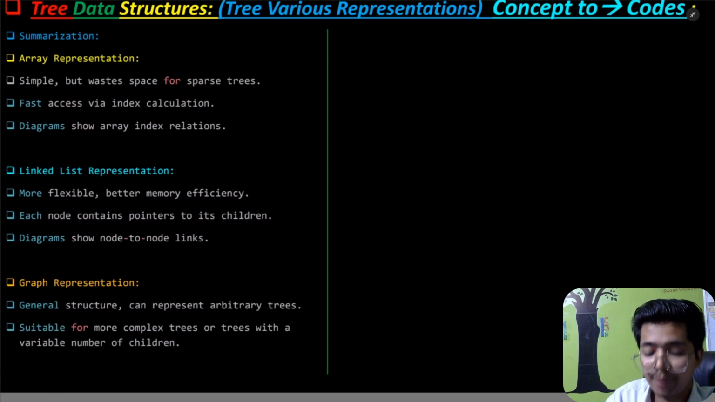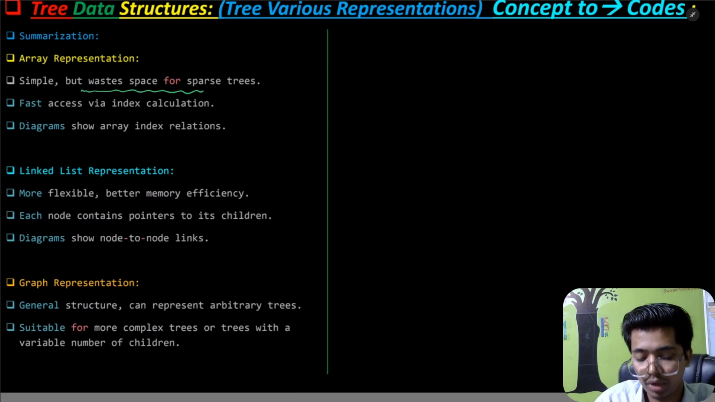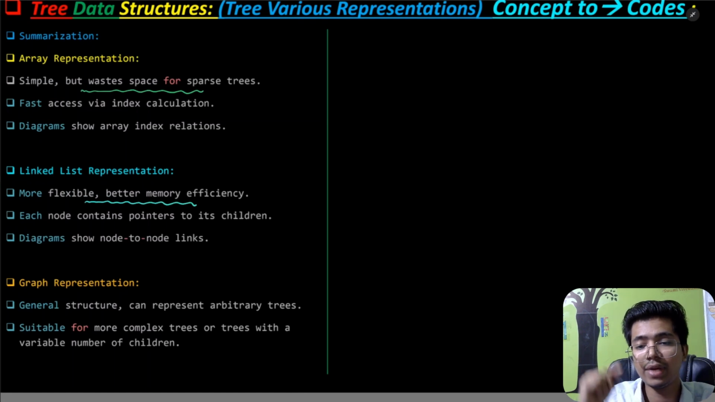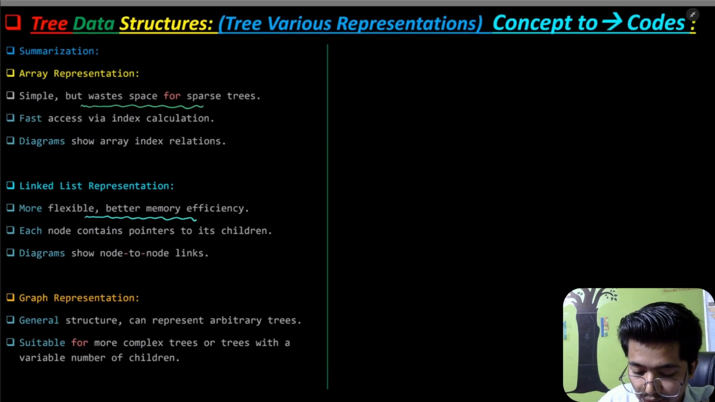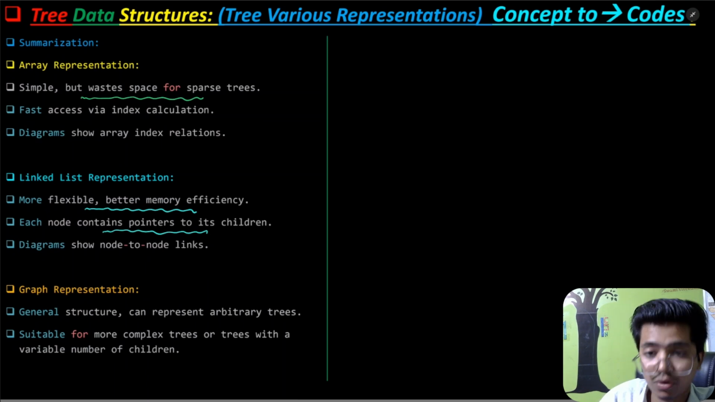The problem with array representation is that it wastes space for sparse trees, though it gives very fast access via index calculation. Second, the profit of a linked list is that it is flexible and better for memory efficiency. Here the insertion order is maintained, and each node contains pointers to its children. Then there is the graph. A graph is utilized for complex trees.